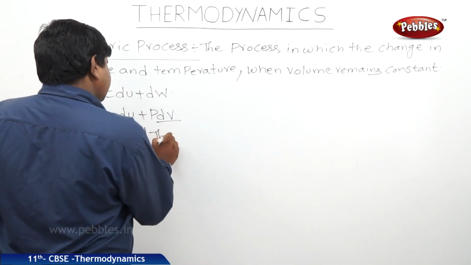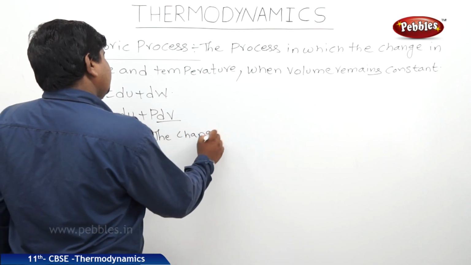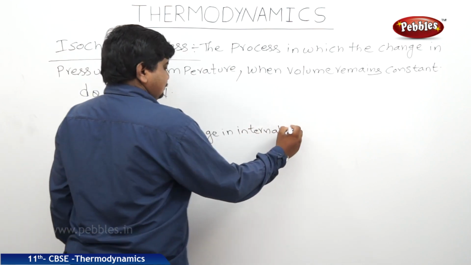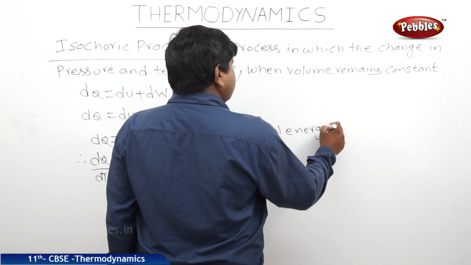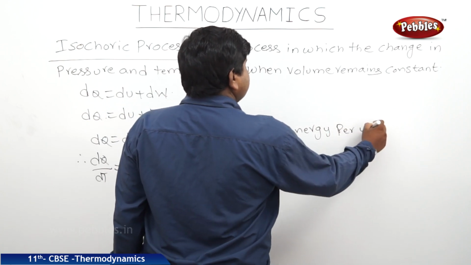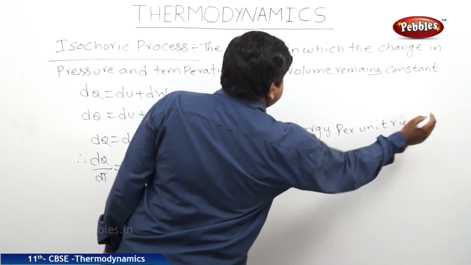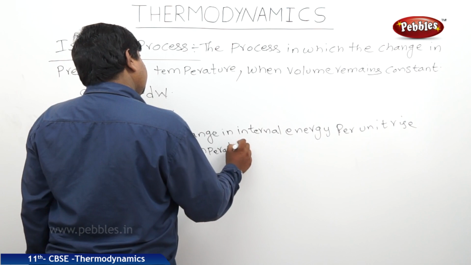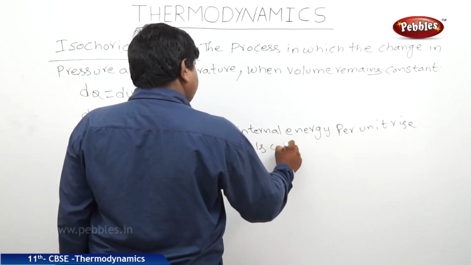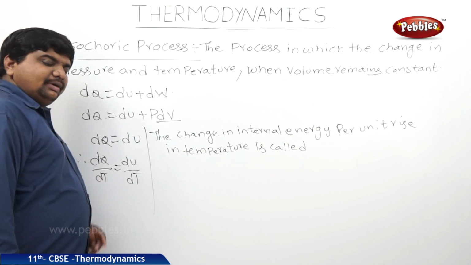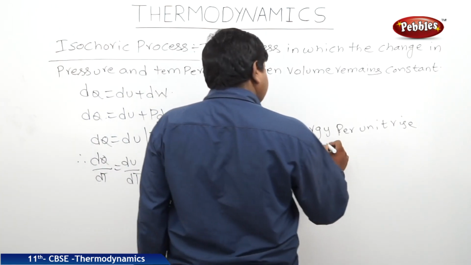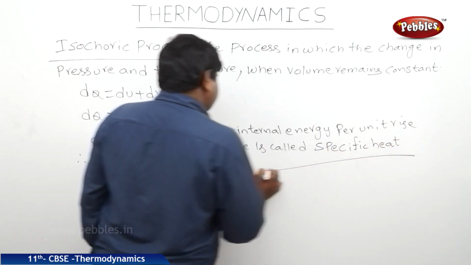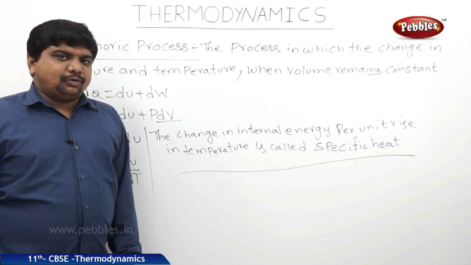Therefore, the change in internal energy per unit rise in temperature, dq by dt, is called specific heat. Like this, we can define the isochoric process.